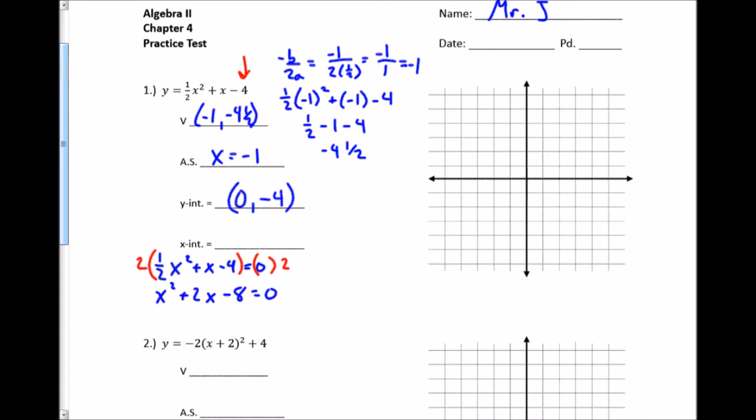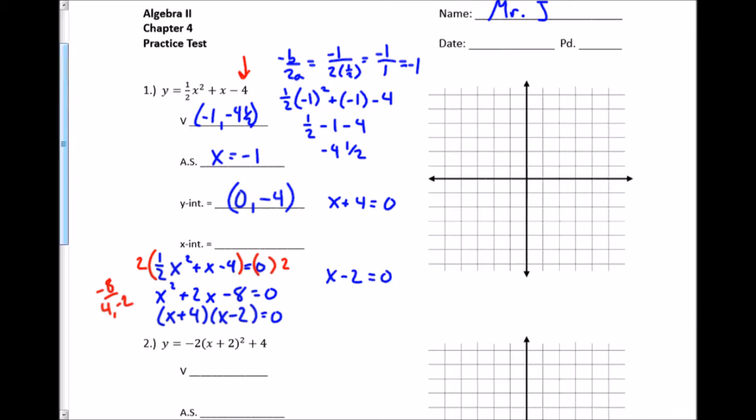Now I'm going to try to solve this by factoring. So I build a bridge and I get a negative 8. Two numbers that multiply together to give me a negative 8, but add together to give me a positive 2. It's going to be a positive 4 and a negative 2. So this one's going to factor into x plus 4 and x minus 2. And I can just set each factor equal to 0. That's how I solve by factoring. So I do x plus 4 equals 0, and I also do x minus 2 equals 0.